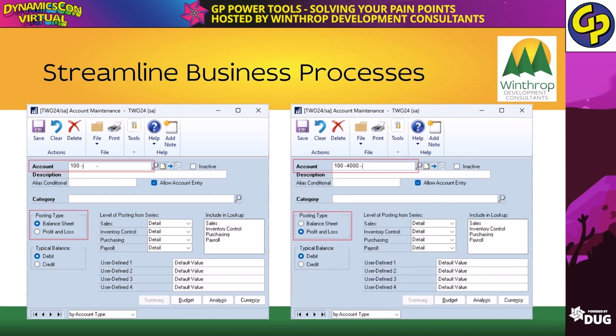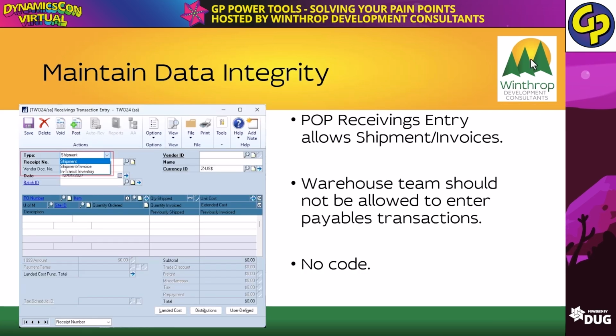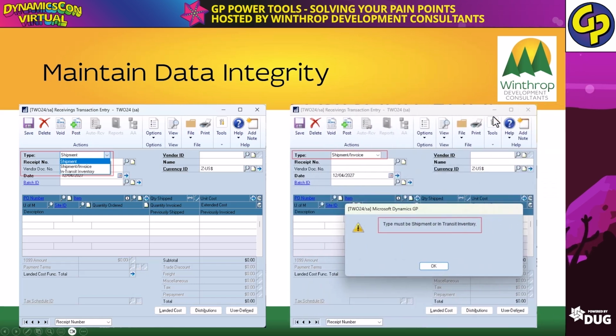An example of maintaining data integrity could be when using the POP Receivings entry window. The window allows shipment invoices. However, the warehouse team should not be entering in invoices, as that is the responsibility of the payables team. So this is a no-code solution that when you select shipment invoice, it comes up and says that you're not allowed to enter that, and then returns back to either the shipment or in-transit inventory that you are allowed to enter.